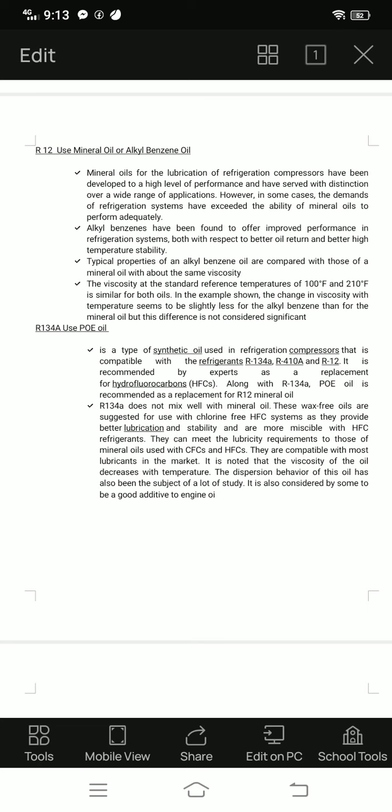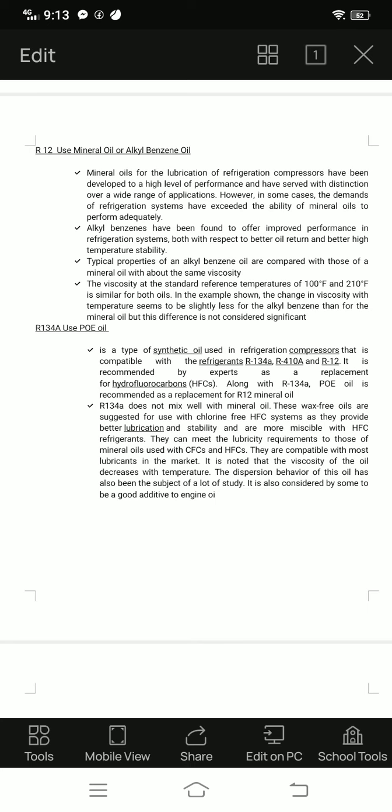R134A does not mix well with mineral oil. These wax-free oils are suggested for use with chlorine-free HFC system as they provide better lubrication and stability and are more miscible with HFC refrigerants. They can meet the lubricity requirements to those of minerals oils used in CFC and HFC. They are compatible with most lubricants in the market.